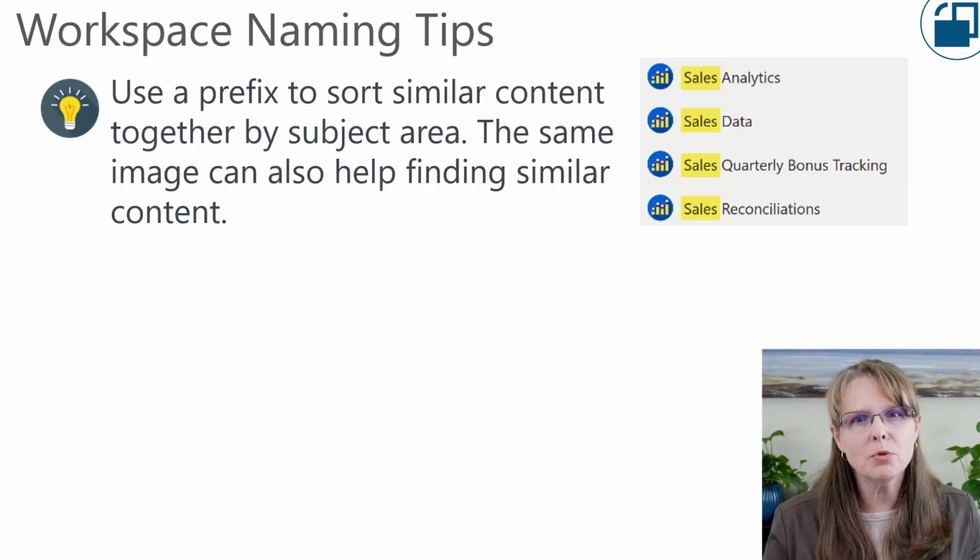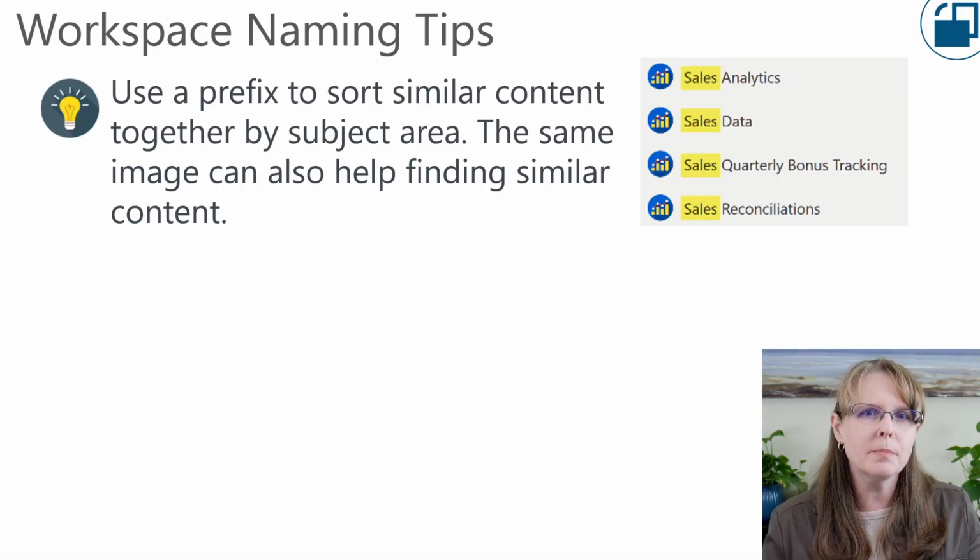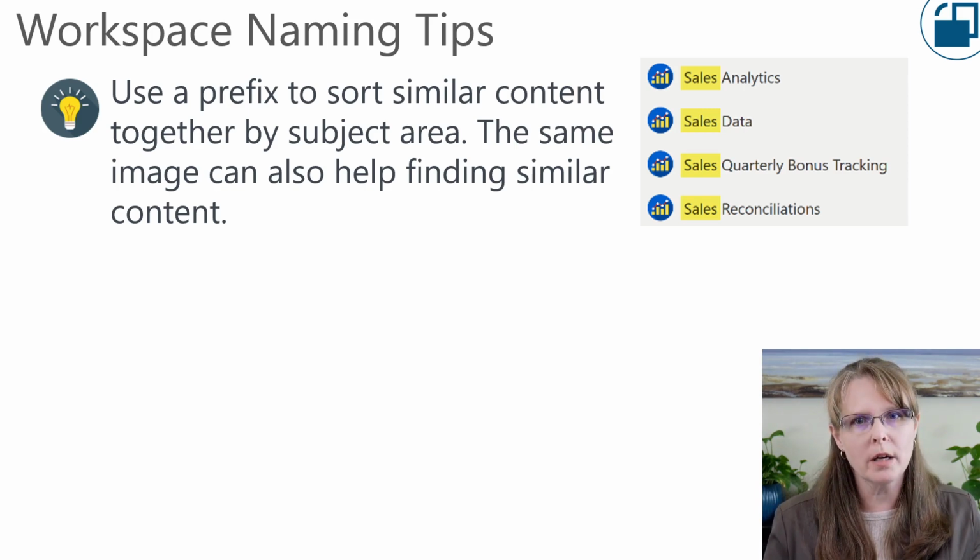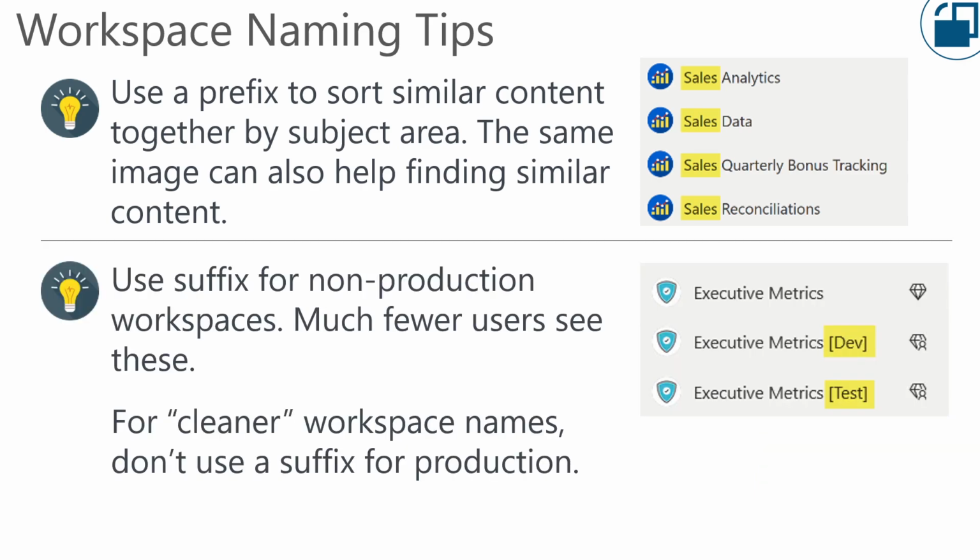Let's wrap up this module with a review of a few tips for naming workspaces. We saw a few of these on the demo as well. A prefix works well to sort similar content together, like the sales examples shown here. Consistently using an image as well can also be really helpful to recognize content. A suffix is most commonly used to denote development and test workspaces.